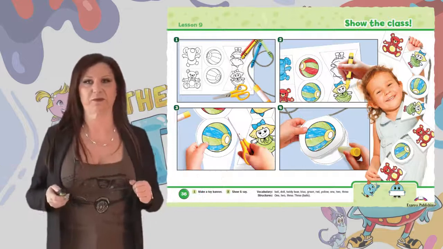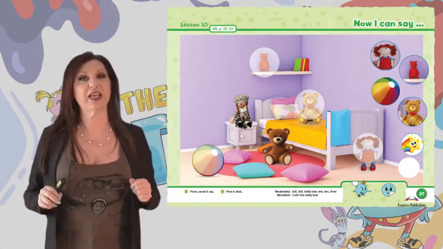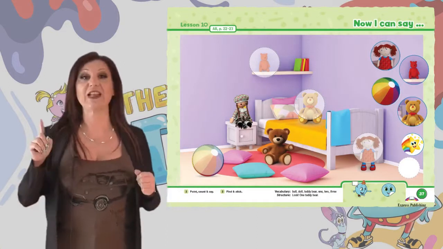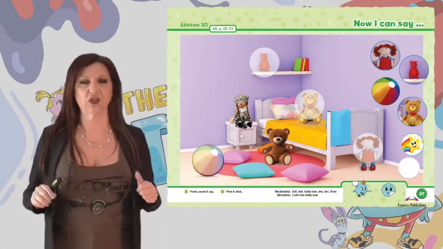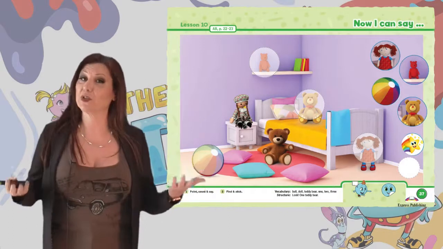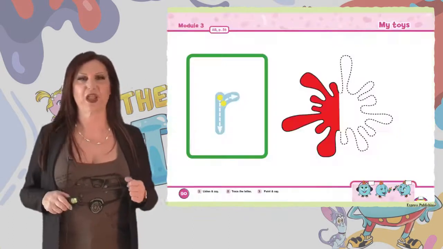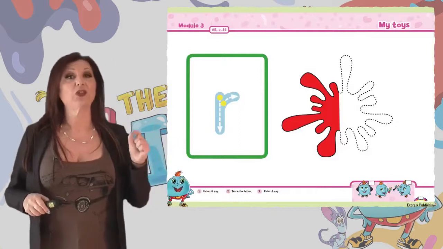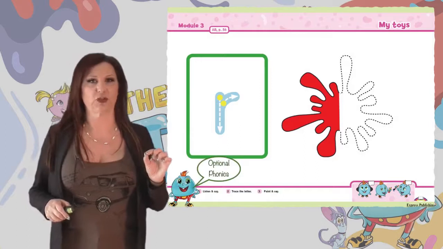At the end of the module, there is a roundup, there is a Now I Can section with stickers and a reward sticker at the end after the students have completed this section, so the students get a sense of achievement and they see how much progress they've made and how many things they've learned throughout this module. At the very end of the student's book, there is another optional section.